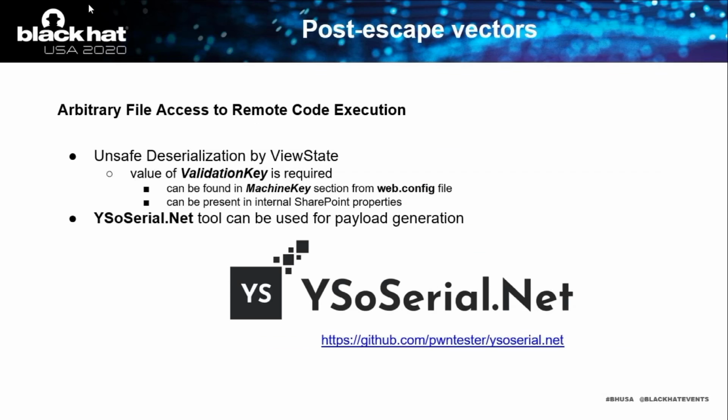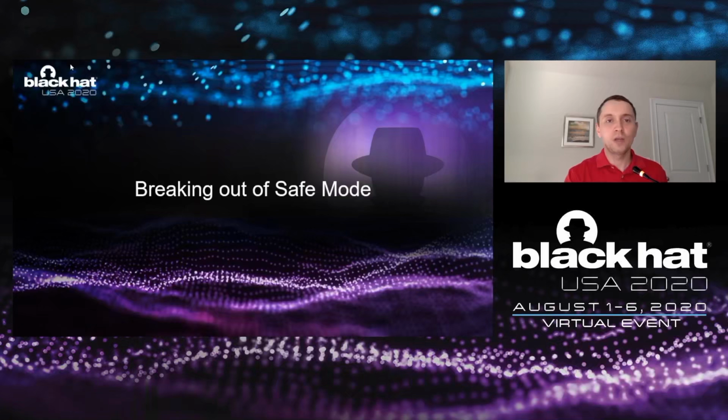If we can access the web.config file, we will be able to get the value of the validationKey from the machineKey section. By the way, this value may be present in other places, such as internal SharePoint properties. You can find this example in our white paper. With the validation key, we can generate a valid ViewState that will execute arbitrary commands on the target server. You can use tools such as ysoserial.net to generate this payload. Now, when we know what safe mode is and how we can compromise a SharePoint server if it's bypassed, we can move to our next part.